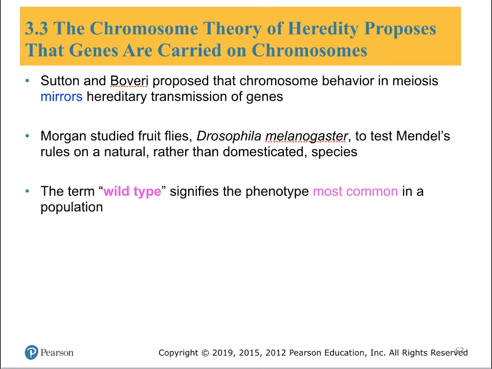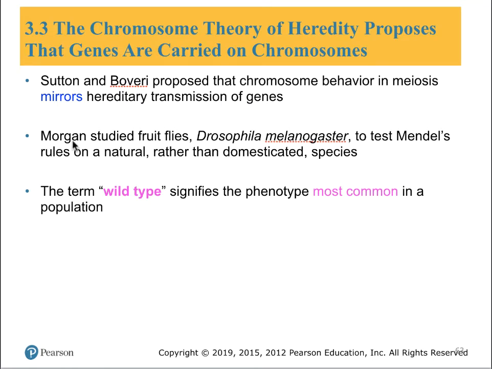assumed under various hypotheses. The first of these is the chromosome theory of heredity. That proposes that genes are carried on chromosomes. So scientists such as Sutton and Boveri proposed that hypothesis, and they were able to confirm it by following chromosome behavior in meiosis and then translating that into hereditary transmission of traits, genes, and their alleles.